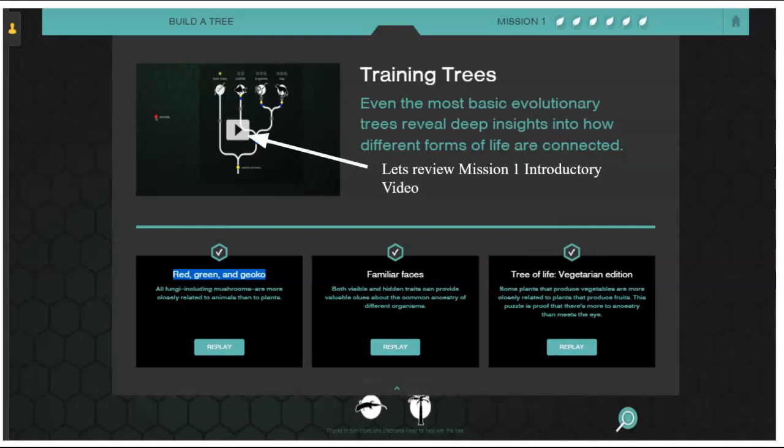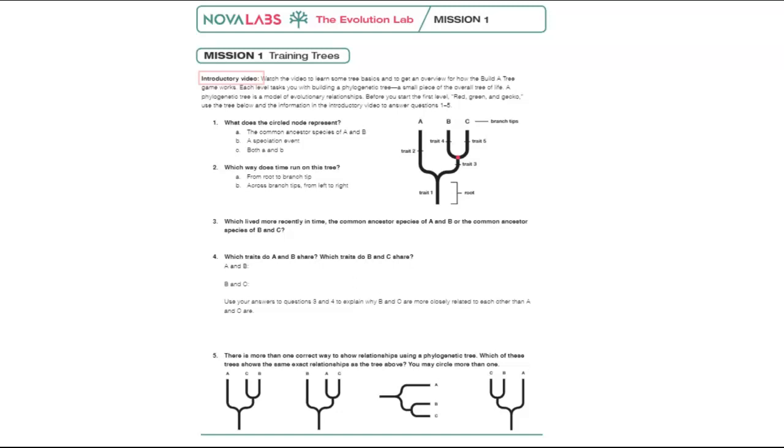Let's review the Mission 1 introductory video. What does the circled node represent? Both A and B. It represents the common ancestor species of A and B, and it also represents speciation. Every time it branches out, we get a speciation event.